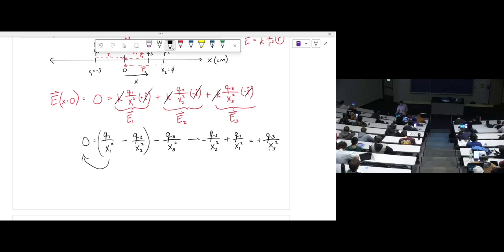Now what we need to do is multiply by this quantity on both sides, and we need to divide by this quantity on both sides. And so we get x3 squared is equal to q3 over q1 divided by x1 squared minus q2 over x2 squared.